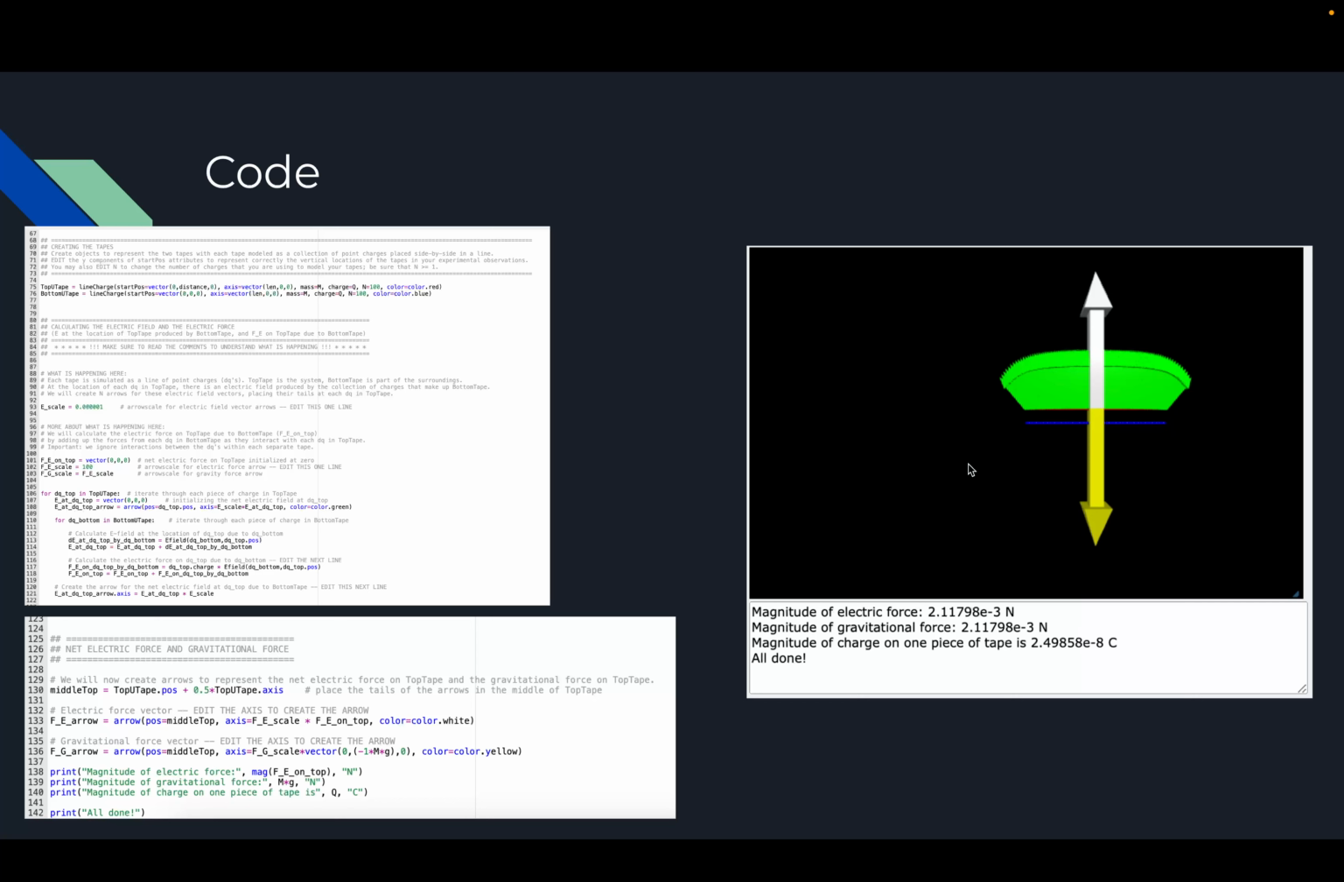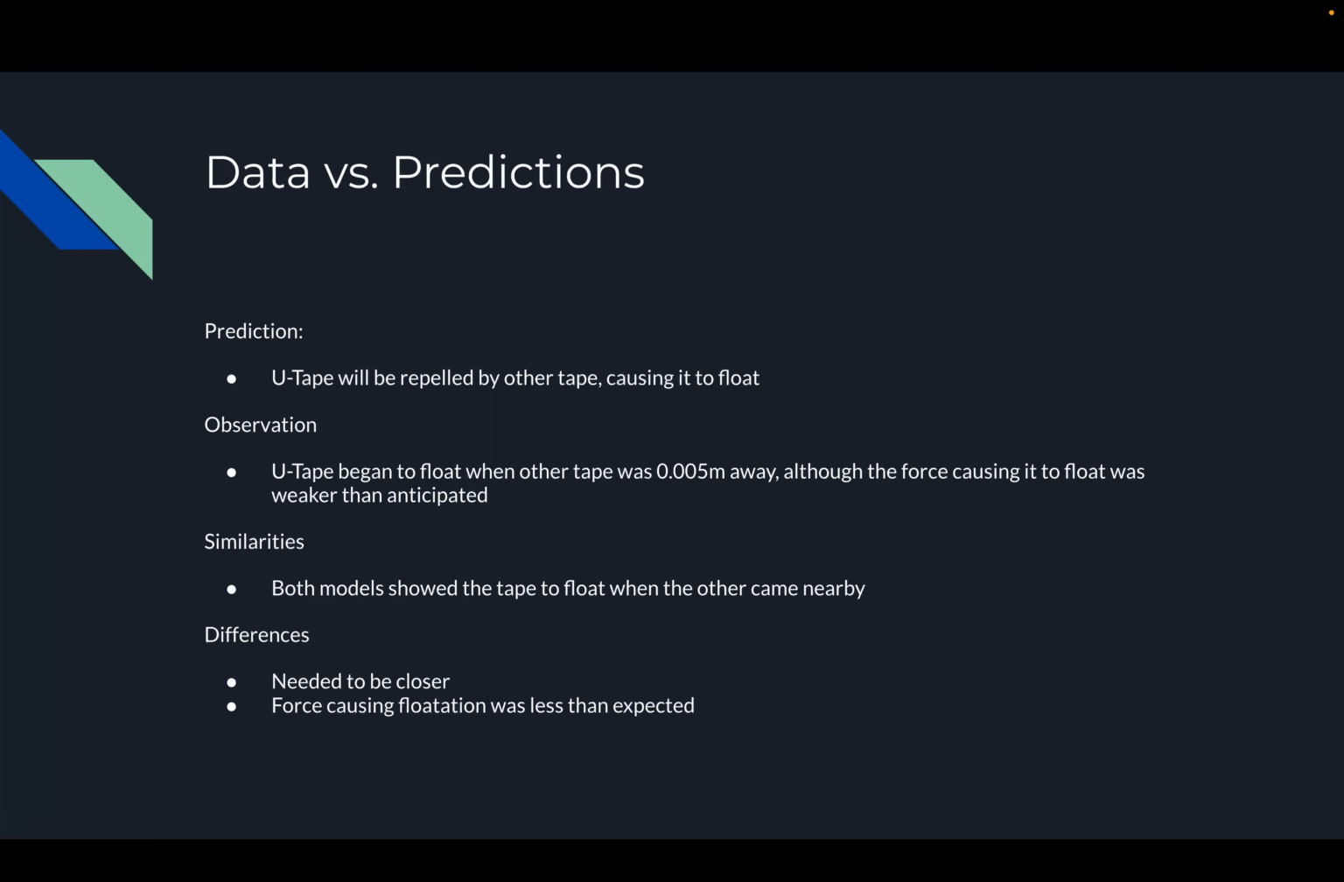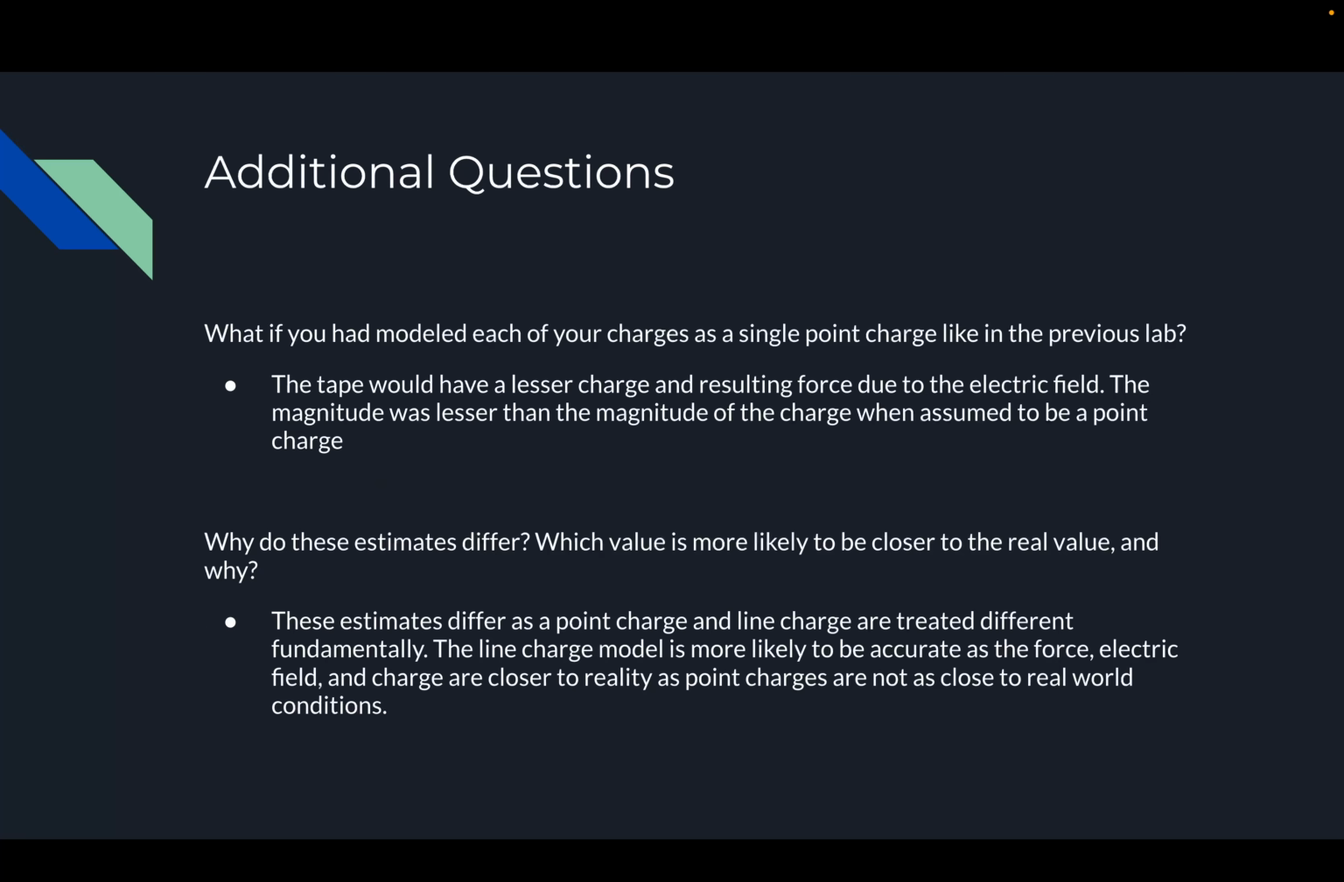The prediction will be that the tape will be repelled by the other, causing it to float. And the observation was that it was indeed caused to float when the tapes were approximately 5/10 of a millimeter away from each other. We see that both models show the tape to float when the other came nearby, but the difference is that they needed to be closer in the model, and the resulting force is also a lot weaker than anticipated. What if the model had the charges as a single point charge?